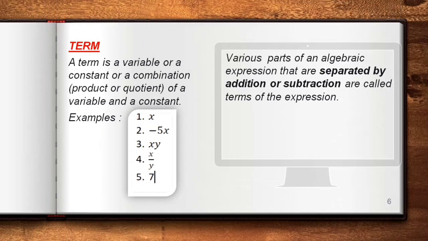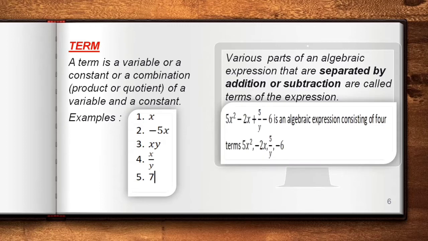Various parts of an algebraic expression that are separated by addition or subtraction are called terms of an expression. Now in the example 5x squared minus 2x plus 5 by y minus 6, it is an algebraic expression where 5x squared is a term, minus 2x is another term, 5 by y is a term, and minus 6 is a constant term. The expression has four terms, and these four terms are separated by minus or plus signs.